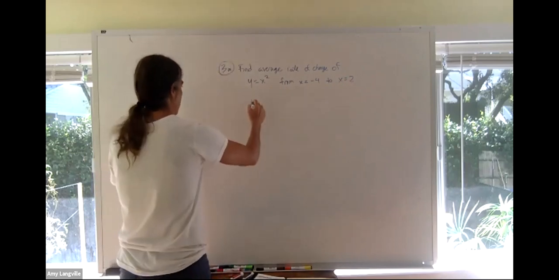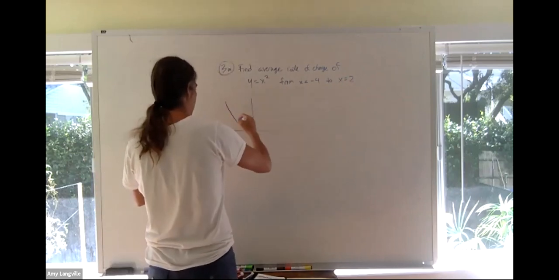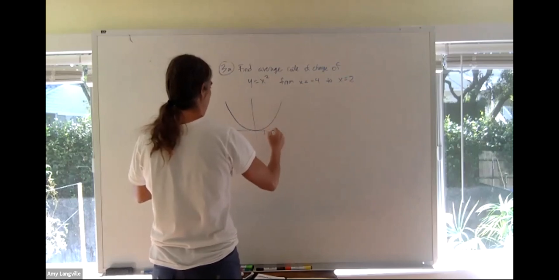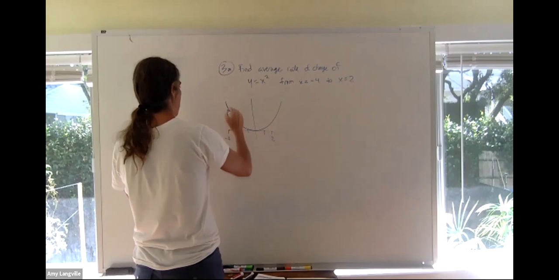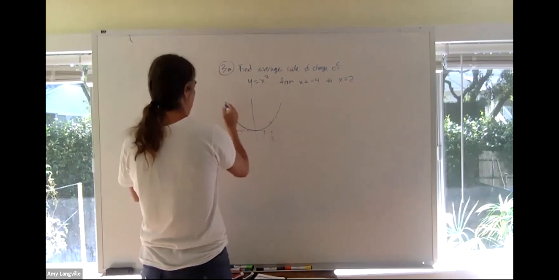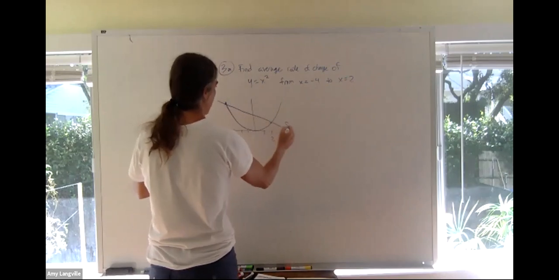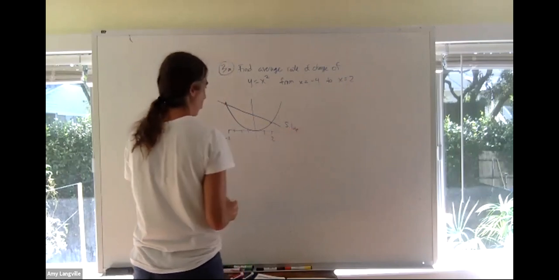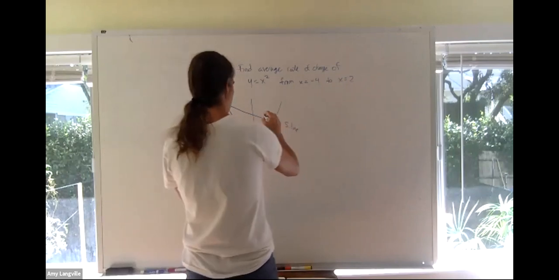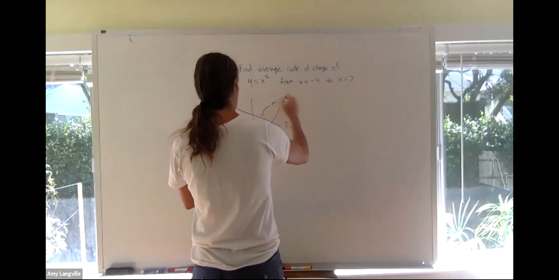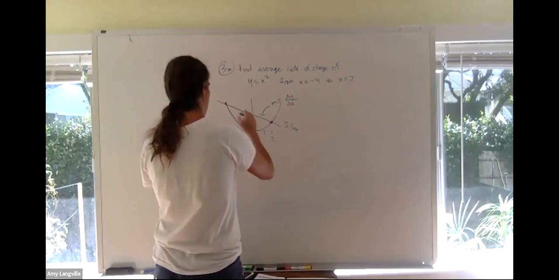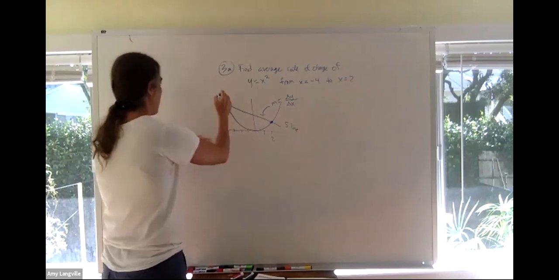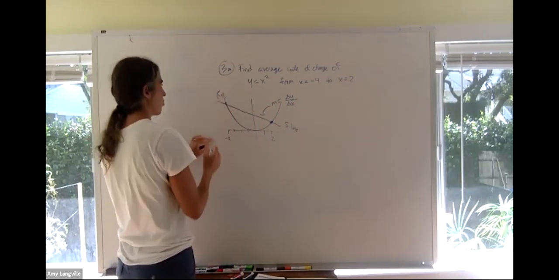So y equals x squared, you can use a tech tool if you don't remember that it looks like this. And we're going to go from 2 to minus 4. So it would be something like this. Connecting dots makes it a secant line, and we want to get the slope of that secant line. So the slope of this line is change in y over change in x. So I just need to figure out what are the coordinates of these points. When x is minus 4, what is y?